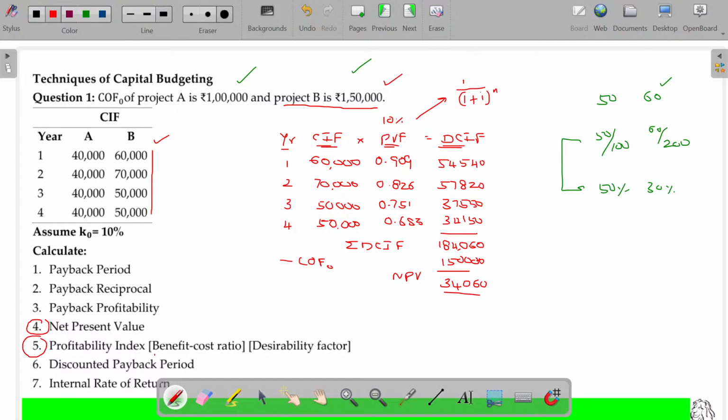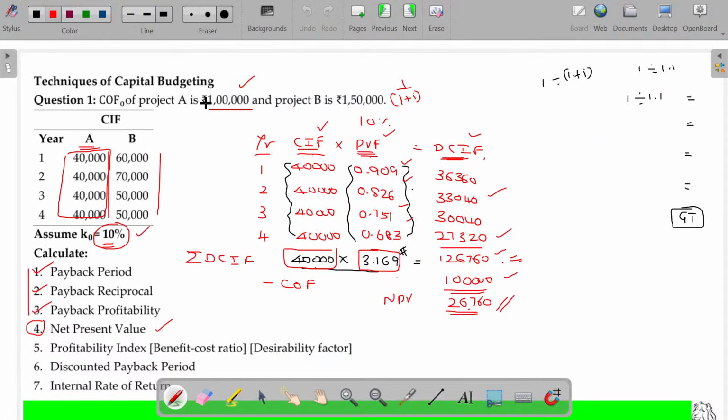Profitability index, or benefit cost ratio, or desirability factor. You can use the other names also for the same: PI ratio or BCR, benefit cost ratio, or cost to benefit ratio, or desirability factor. So any name you can use. Predominantly we use profitability index, PI in short.